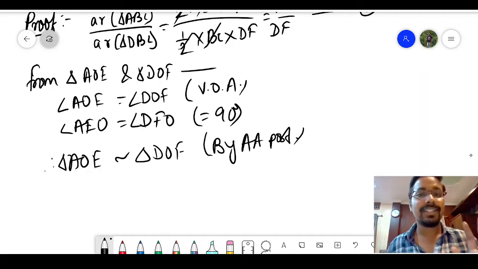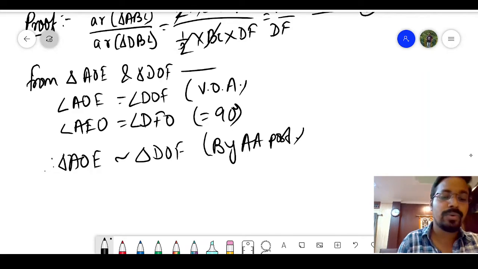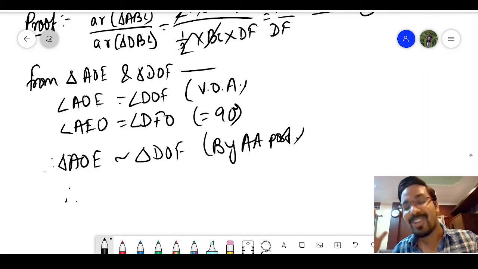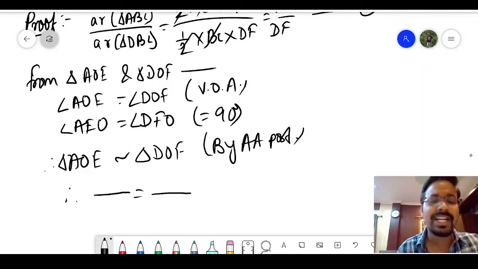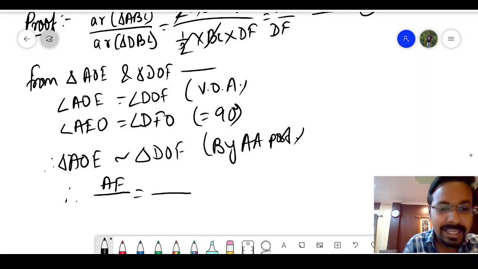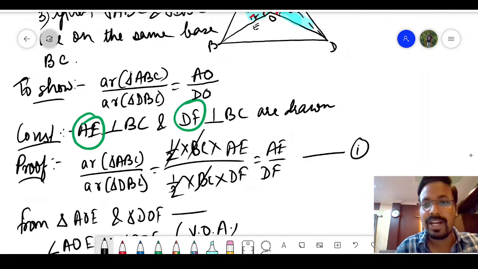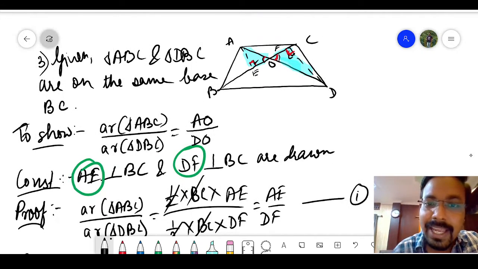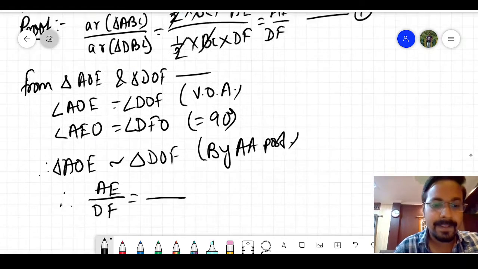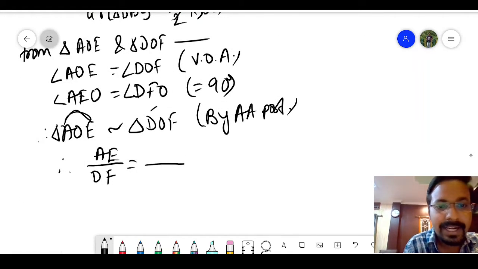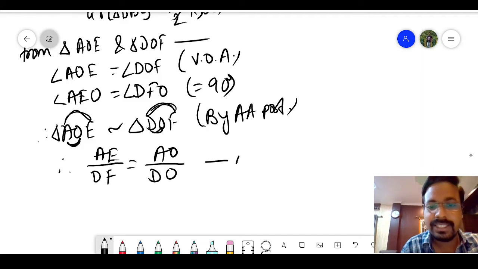Now we have two triangles similar. Now if we have two triangles similar, we know that their corresponding sides are equal. So what we can write, corresponding sides are not equal, corresponding sides are proportional. So what do we have here? From triangle AOE and DOF, we do have AE by DF, right? Let's go back to the diagram. From here we can write AE by DF is equal to AO by DO. Obviously, see, AE by DF is equal to AO by DO. Let's take this as number 2.